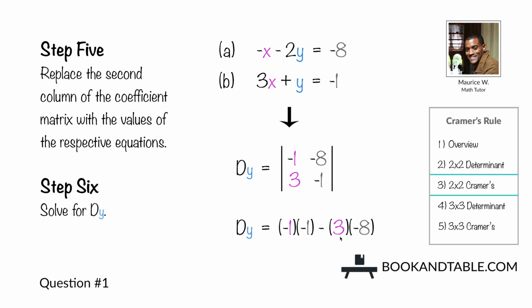Now we can solve for dy, giving us negative 1 times negative 1, which is positive 1, minus 3 times negative 8, which is negative 24. 1 minus negative 24 is 1 plus 24. So we see that dy is equal to 25.